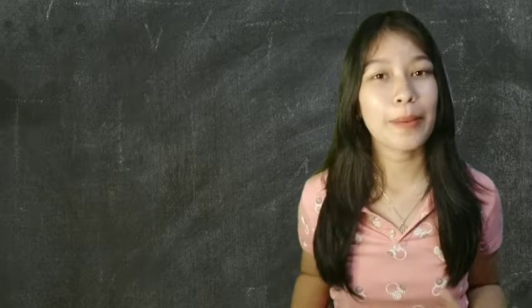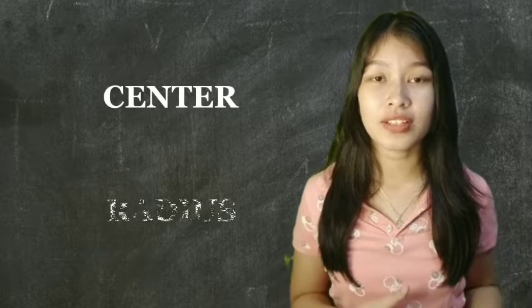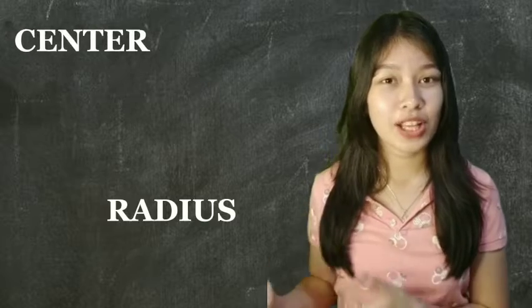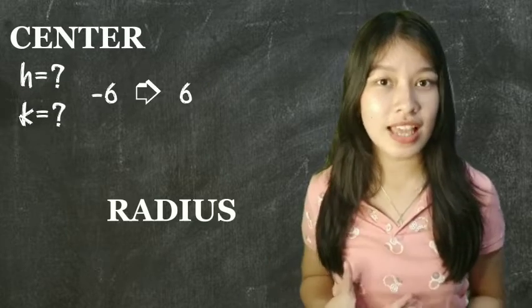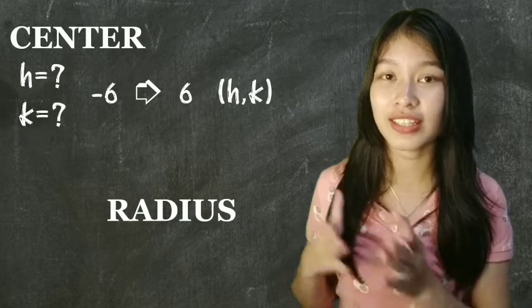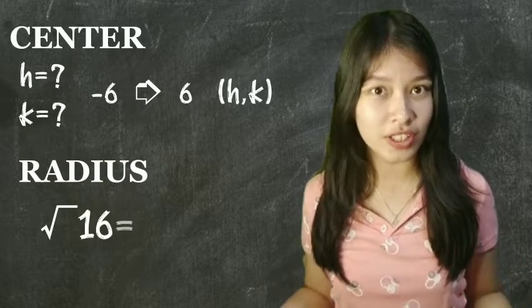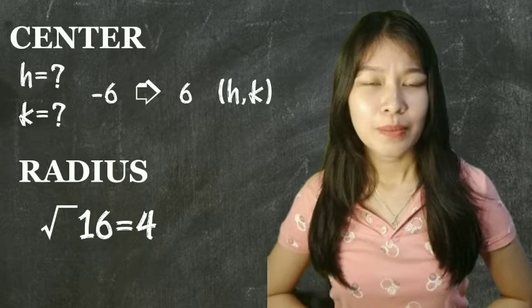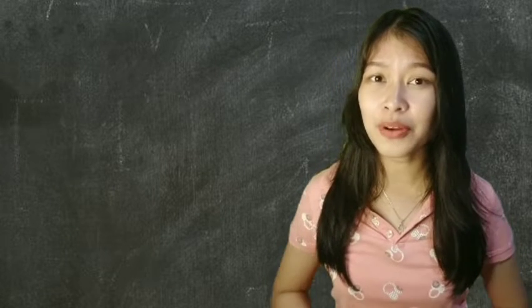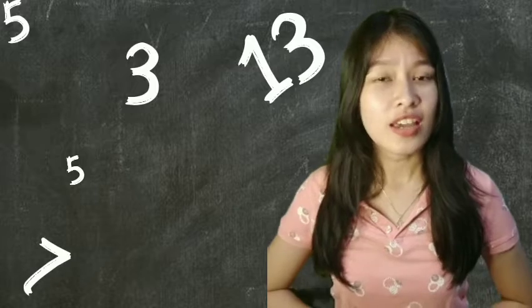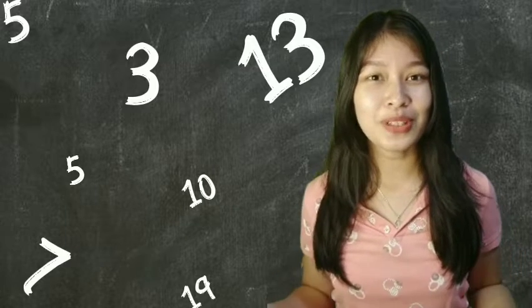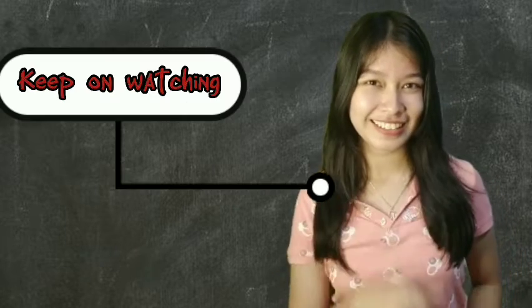So a quick recap: in our first video, we learned how to get the center and the radius of a circle by simply getting the value of h and k, switching their sign and putting them together as h and k. And we also learned how to get the radius by simply getting the square root of that number. But what if our number or our radius given in the equation is not a perfect square? So if you want to learn more about that, keep on watching.